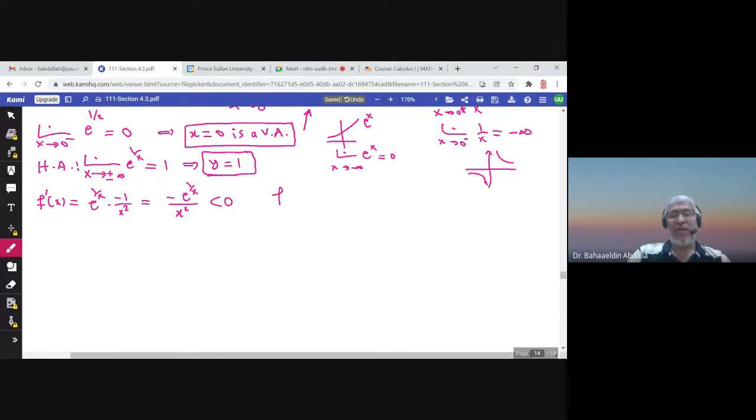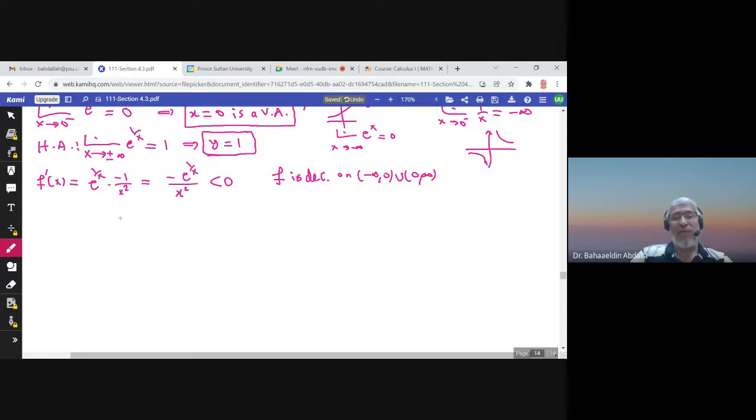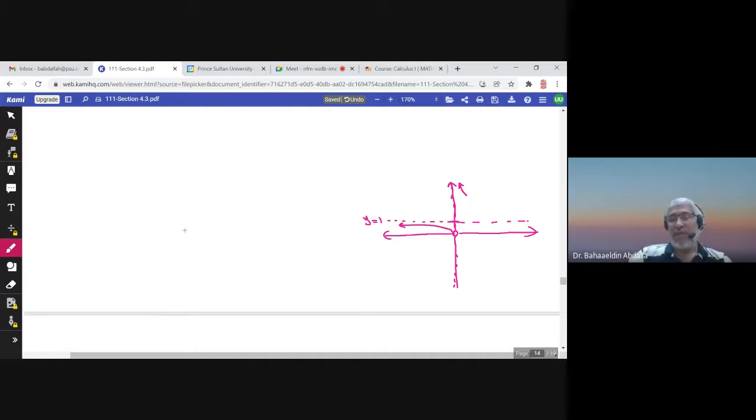And this means that f is decreasing from negative infinity to 0, union from 0 to infinity, because 0 is not in the domain. And no zeros of f prime. e to the power 1 over x will not be 0 ever. So no critical numbers, so no local extremes. No local maximum, no local minimum. All right. The function is always decreasing.